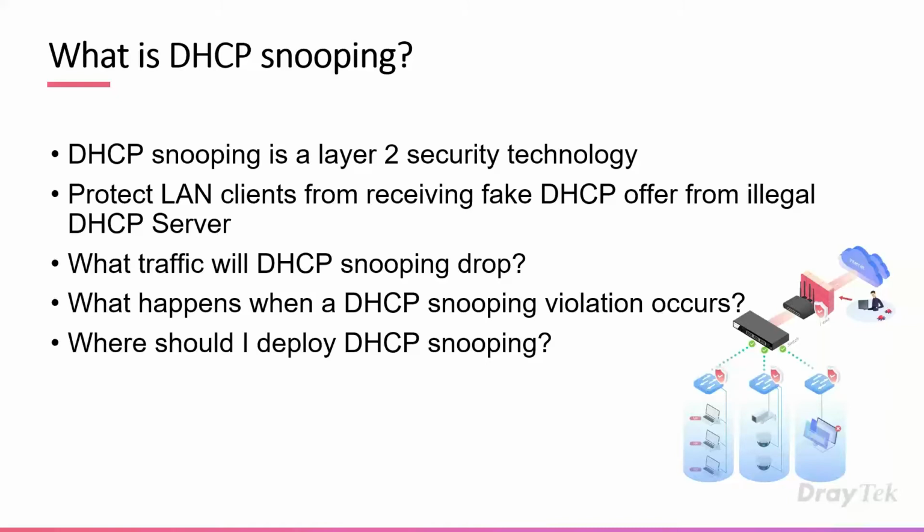So what happens when a DHCP snooping violation occurs? Well, the DHCP snooping service detects a violation, the packet is dropped, and the message is logged. If you wonder where you should deploy DHCP snooping, then from a networking design perspective, DHCP snooping is an access layer security feature. Therefore, any switch containing access ports in a VLAN serviced by the DHCP is a potential client. So any port that serves users is a potential client.